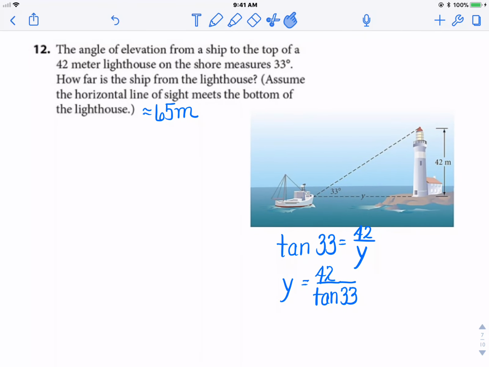Number 12, they gave you the picture, so I would just go straight to trig setup from here. Tangent from 33 degrees will be 42 over y. Again, because a proportion means that these two are actually swappable by algebra, we could demonstrate that as we have in class. I can get to y as 42 divided by tangent of 33 and get to my value.